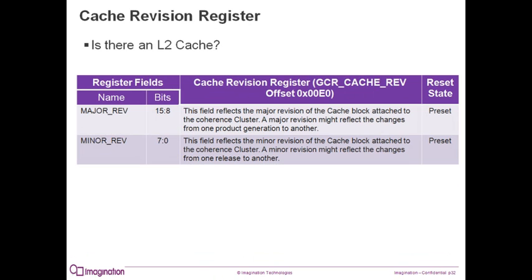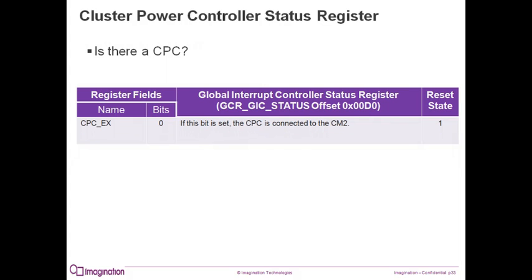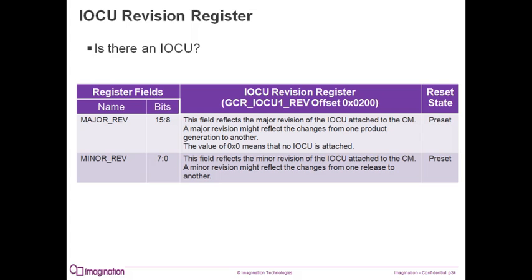The L2 cache is configured into the system at IP build time. This register tells you if the L2 was configured into the system. If the major revision number is 0, there is no L2 cache. The cluster power controller is also configured into the system at IP build time. This register tells you if the CPC was configured into the system. If the CPC EX bit is not set, there is no cluster power controller. The I/O coherency unit is also configured at IP build time. This register tells you if the IOCU was configured into the system. If the major revision field is 0, then there is no IOCU.